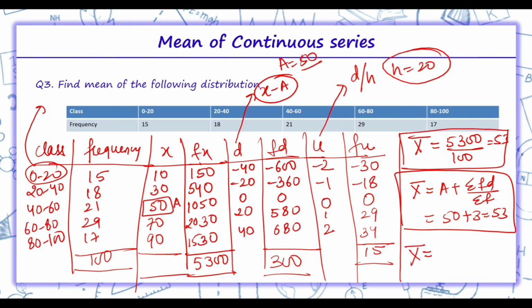Now we have to calculate mean by step deviation. So the formula again is A plus summation fu upon summation f, into h. So A is 50, summation fu is 15 upon 100, into 20, which is 300 upon 100. Again it will be 3 only. So 15 was summation fu upon 100 into h, which is 20. This and this cancel out: 2 into 5, 5 into 3, 15. So 50 plus 3 is 53. So in this question, we calculated mean by all three methods.